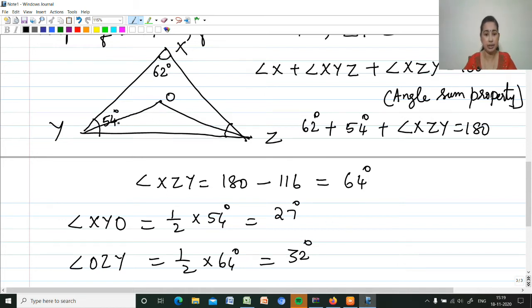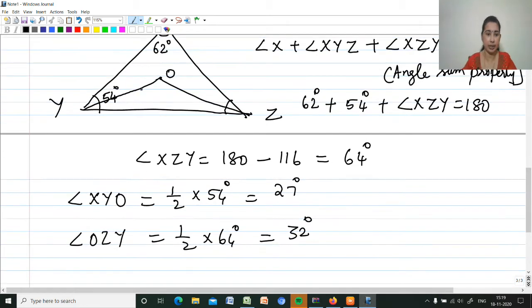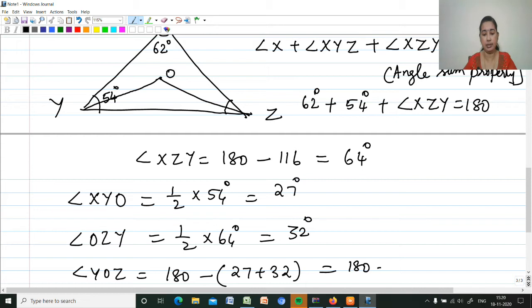So this angle is 27, this angle is 32. We can find out how much is angle YOZ, because again it is also a triangle. So total angle sum will be 180. So we can find angle YOZ is equal to 180 minus (27 plus 32), that is equal to 180 minus 59, that's equal to 121 degrees.